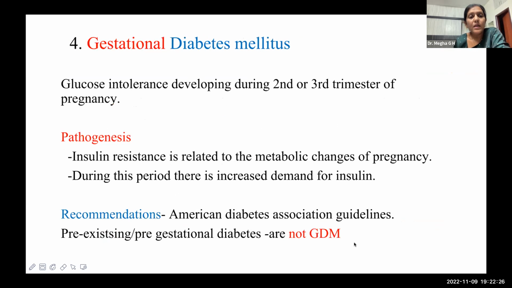Gestational diabetes, again, is a glucose intolerance developing during the second and third trimester of pregnancy. Pathogenesis here is insulin resistance related to metabolic changes in the pregnancy. During this period, that means in the pregnancy, there is an increased demand in the insulin requirement. And the recommendations regarding gestational diabetes mellitus are similar to those of the adult diabetes mellitus guidelines according to the American Diabetic Association. Any pre-existing or pre-gestational diabetes is not considered to be GDM.